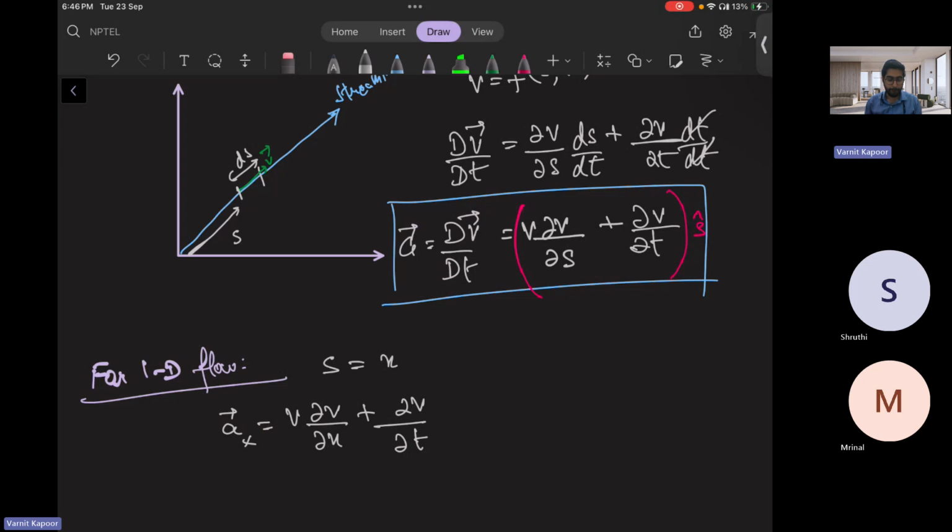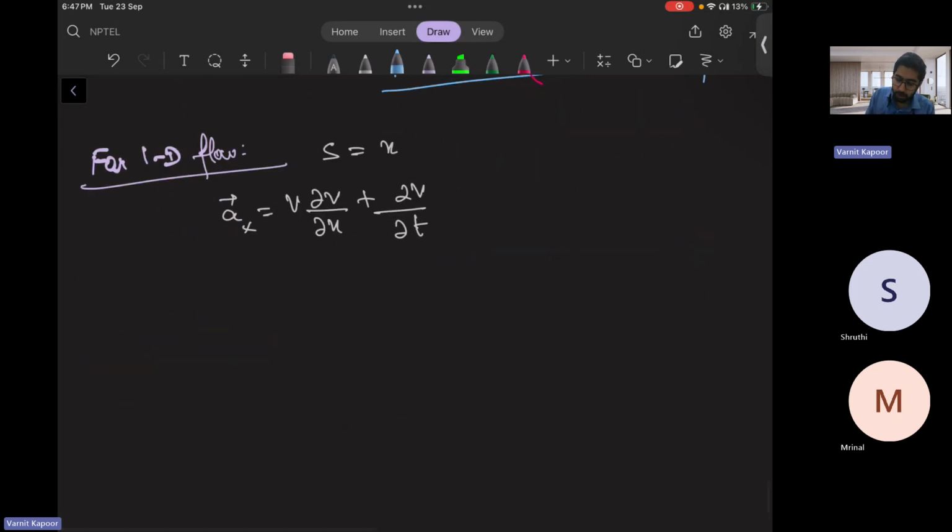Okay. So velocity vector has a magnitude as well as a direction. Since velocity is a vector quantity, it has magnitude plus direction. All right. It depends on both of them.